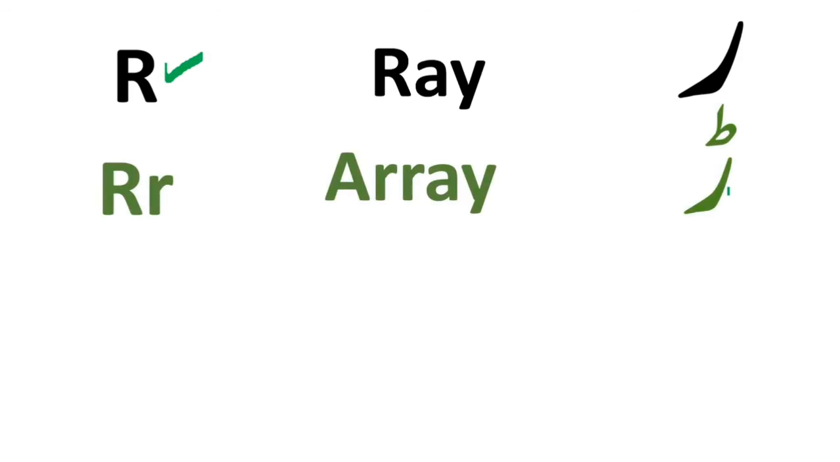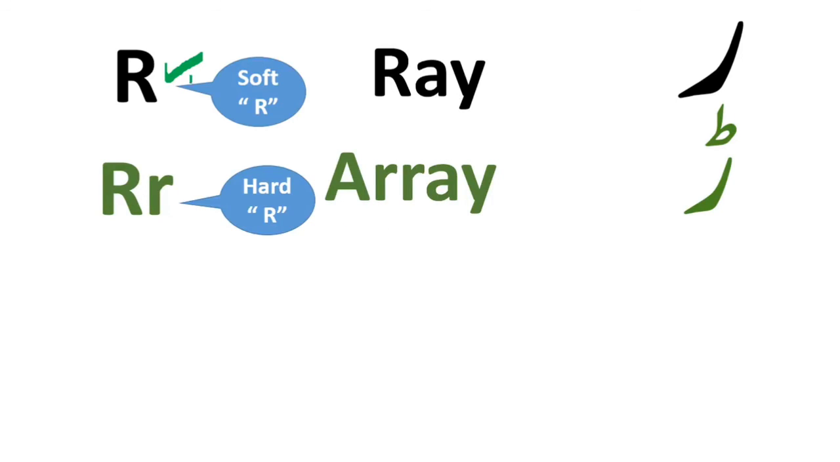Next we have the Ray family. Ray is just like R in the English language. Ade has a hard sound of R, like double R. Soft R is similar to English, and hard R is like French or sometimes Spanish.